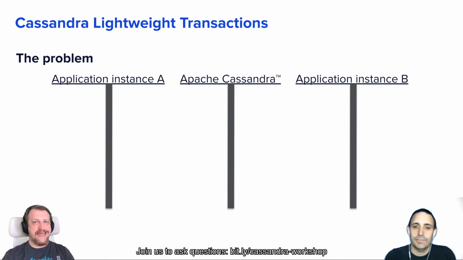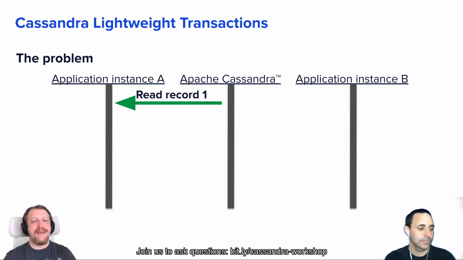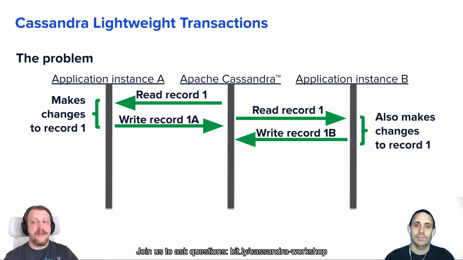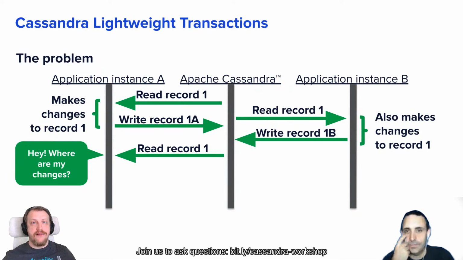What's the most typical use case for this? Problem. Imagine we have two instances of our application working with the same database. Very often use case: application instance A loads some data, and application instance B loads the same data. Then application instance A makes changes to the record, and application instance B also does the changes. And then the problem comes: application instance A loses all its records. Where are my changes? What happened here?